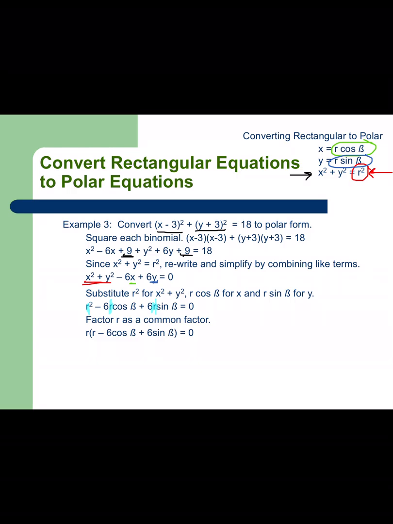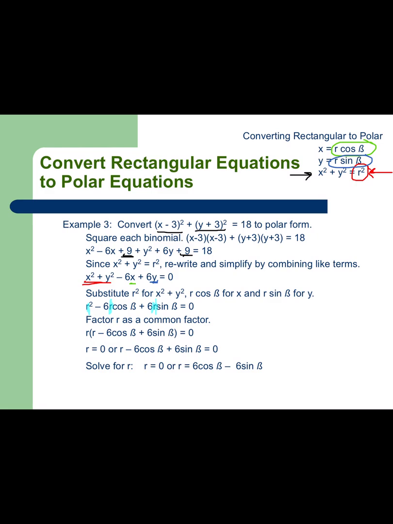R times that equals 0, okay? And then I know that when I have factors, I'm going to set the factors equal to 0, and then I'm going to solve. So I get 2 possible answers. I get that r either equals 0 or r equals 6 cosine of beta minus 6 sine of beta.